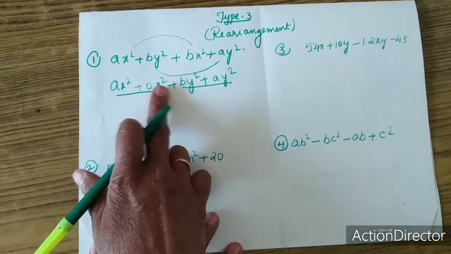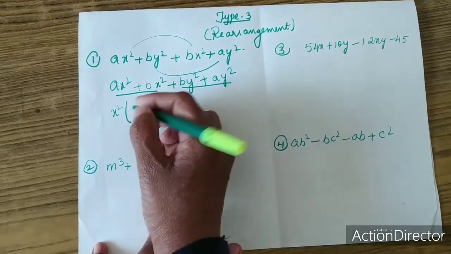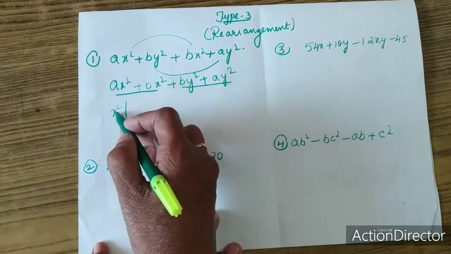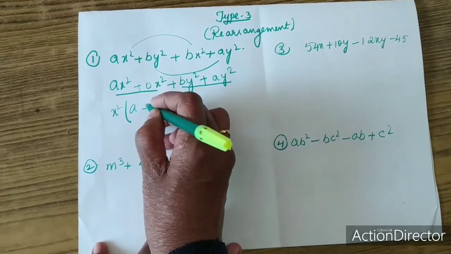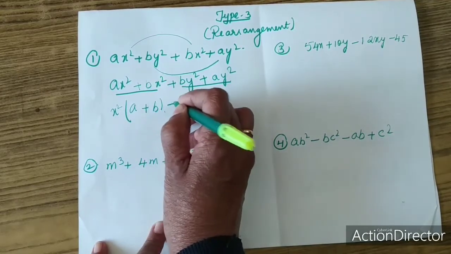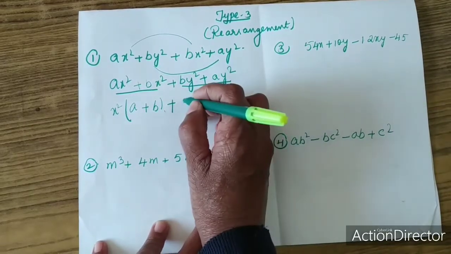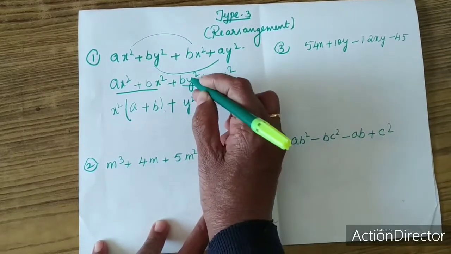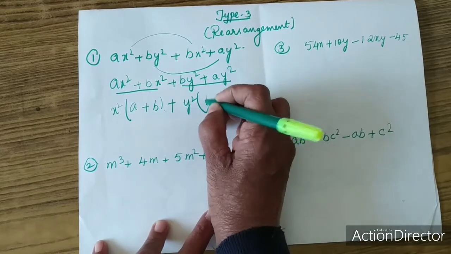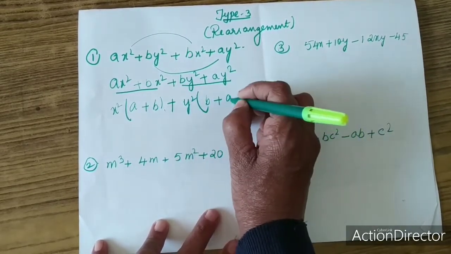Now you compare the first and second, third and the fourth. If you observe the first and the second, x square is the HCF, and what is left inside the bracket: first term divided by HCF will give me a, and the second term divided by HCF will give me b. Similarly, over here, by square plus ay square, HCF is y square, and first term divided by y square will give me b, second term divided by y square will give me a.